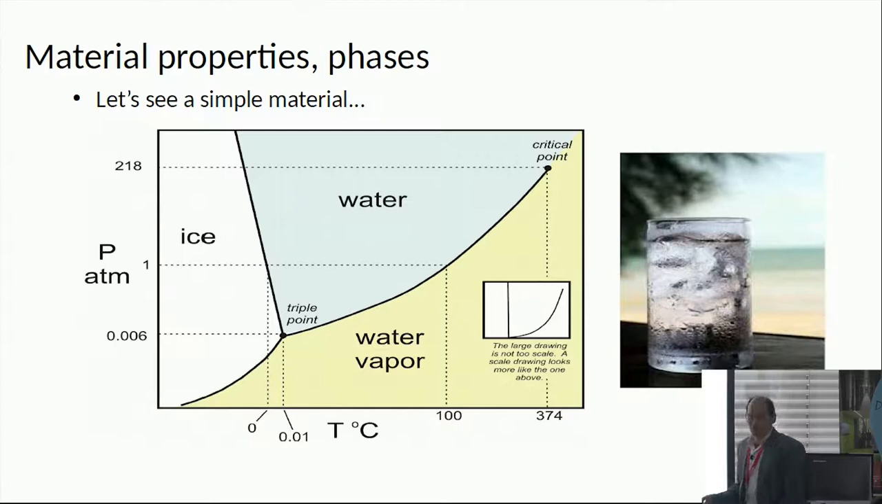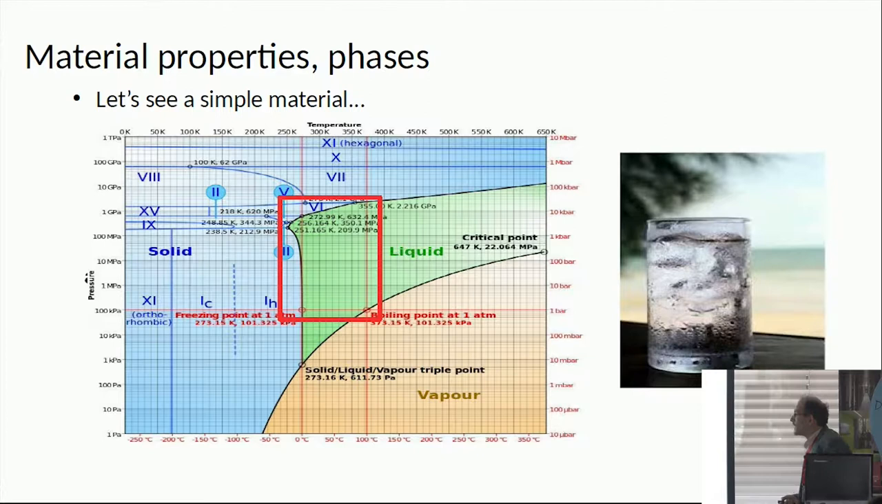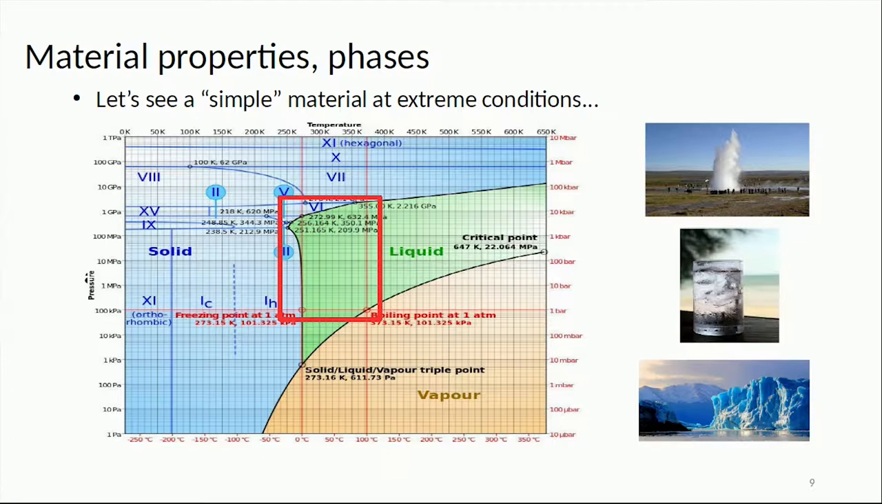But how about moving a little bit forward to see what happens with the same material at extreme conditions? And this is exactly what is happening. As you see, this red box represents what I showed previously, the ordinary phases of water. But there are several others, numbered in Roman numerals. And this led us to explore several things like geysers in volcanic areas, or even ice at about 2,000 meters depth on the polar fields or in high mountains, which has very specific, very liquidous phases of water.